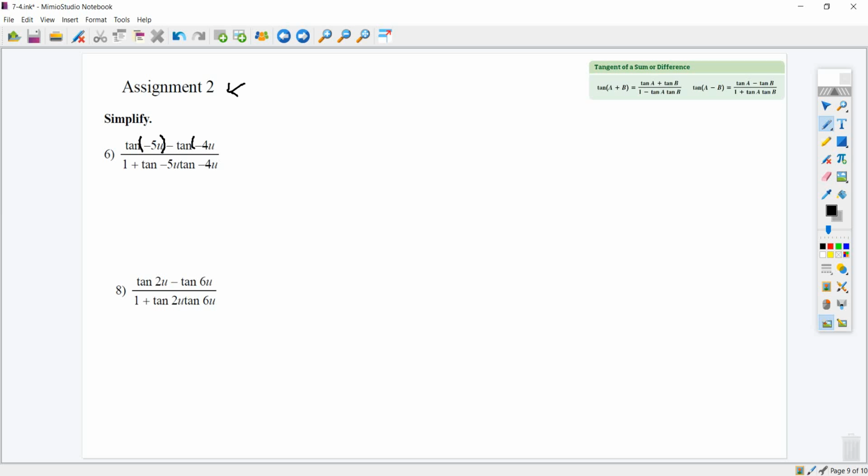Whenever you see a negative angle like tangent negative 5u, it doesn't mean that you're subtracting 5u from tangent. It's actually the tangent of negative 5u, where the angle is negative. Same thing here, but I'm not going to write the parentheses, so as not to make it hard to see. Just know that when they say tangent negative 5u, they mean the tangent of negative 5u. It's not minus 5u.